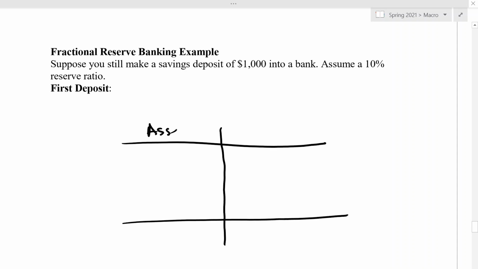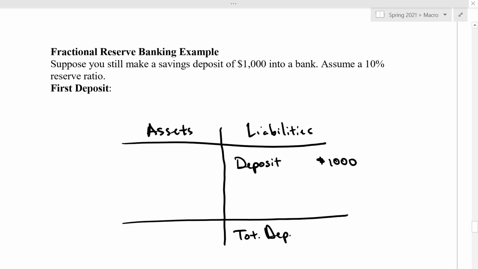We have assets and liabilities. Remember, they must balance. I put my initial $1,000 deposit in the bank. So total deposits are 1,000. Those have to equal. So what can the bank do with that? They can make some loans, or they can hold some in reserves. Because banks want to make money, they're gonna try to make as many loans as possible most of the time.